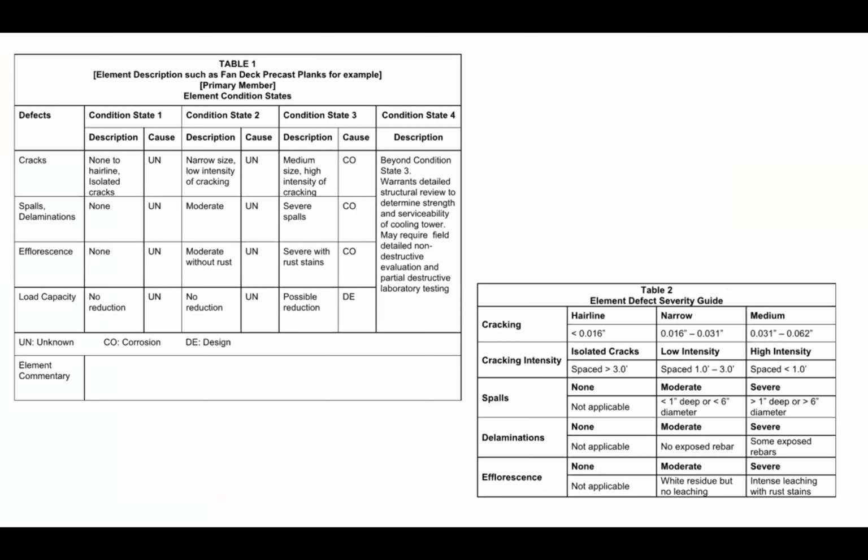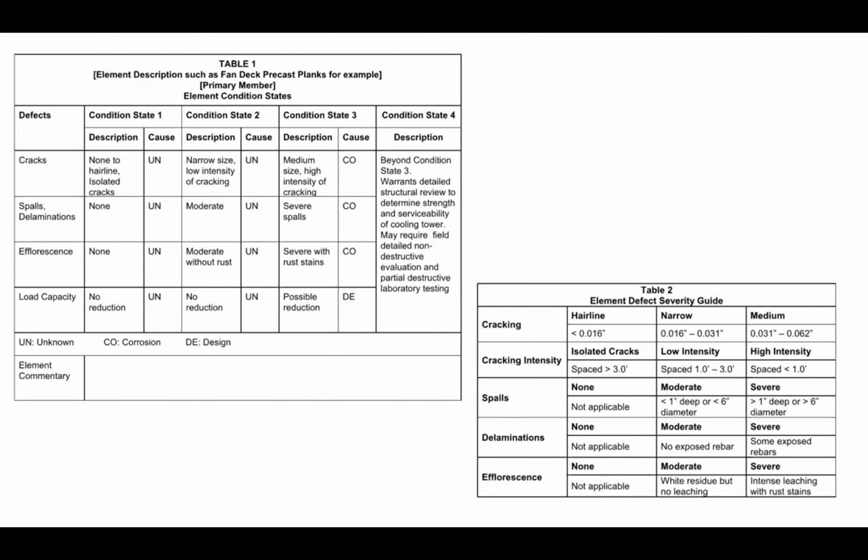So when you're inspecting, you can denote what you think caused the particular defect. So UN is unknown. That is when you're inspecting and you don't know the reason, you would put UN. If you suspect that it was caused by corrosion of reinforcement, which in concrete structures is very common, you could indicate CO. If you're seeing a potential issue with load capacity, that is something is deflecting too much, you would indicate DE for design. That is to flag it, to go back and look and make sure the design is adequate for that particular member.